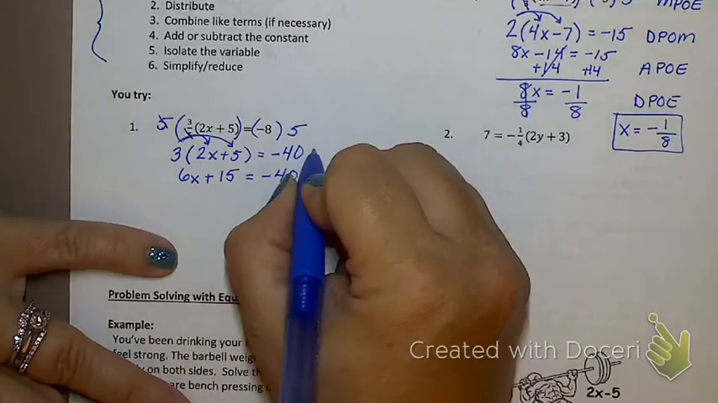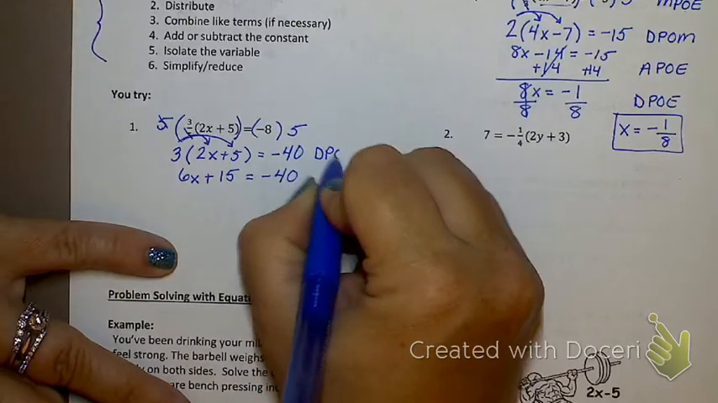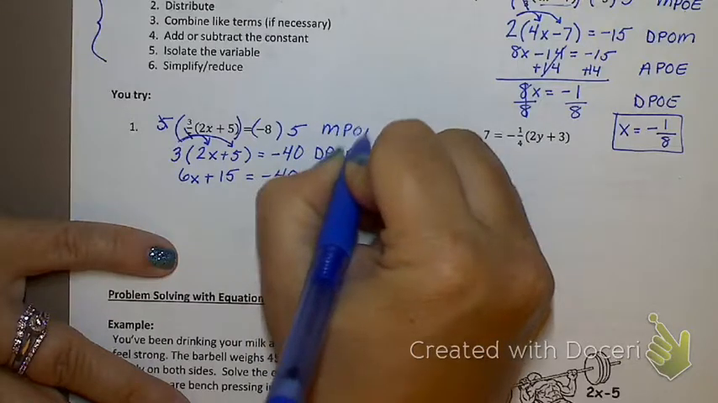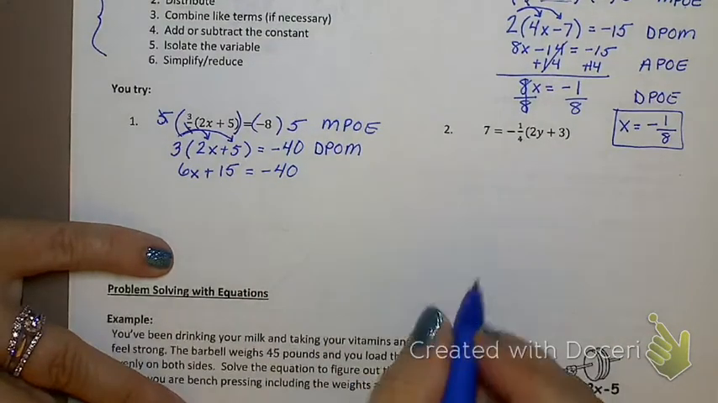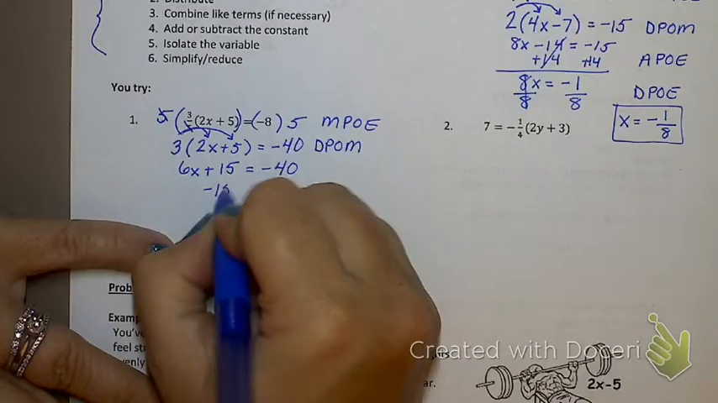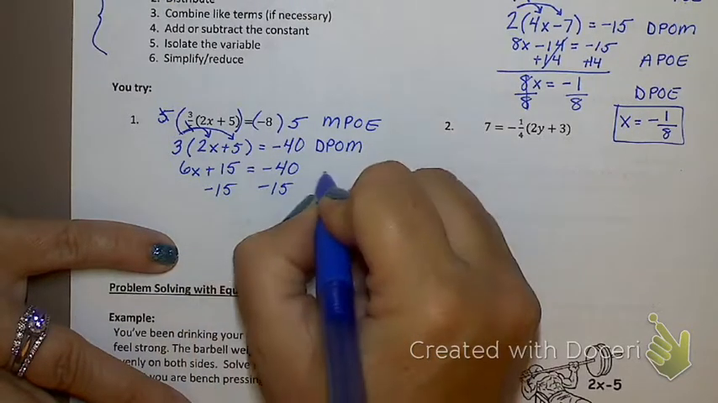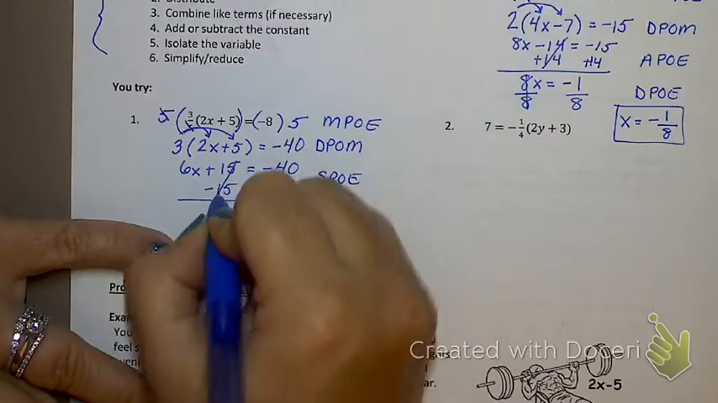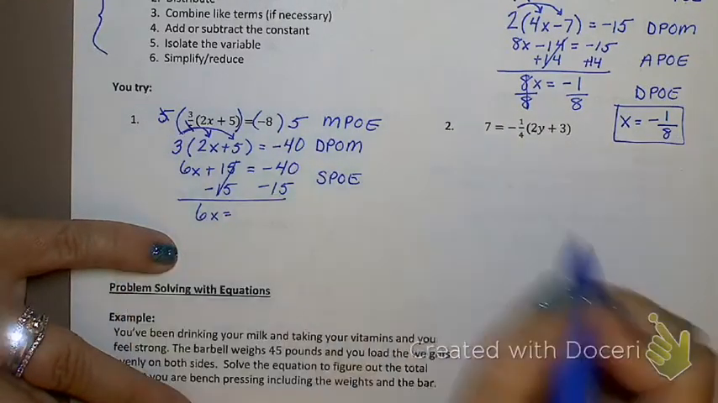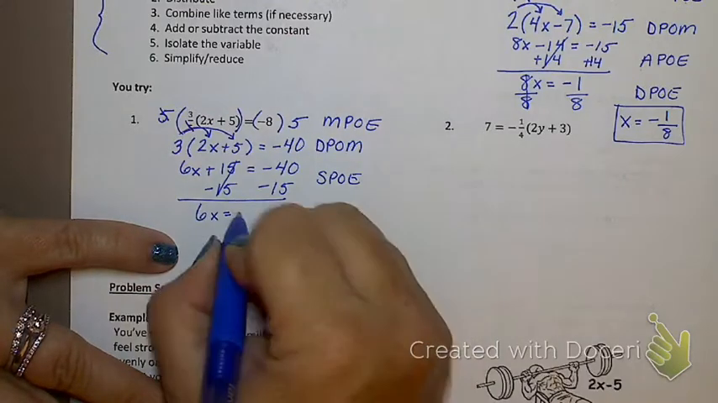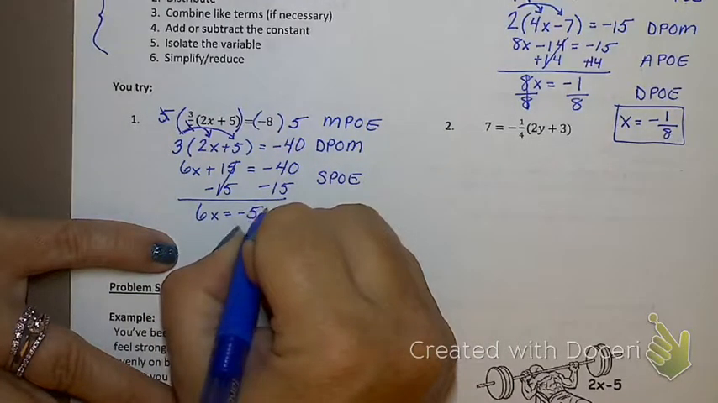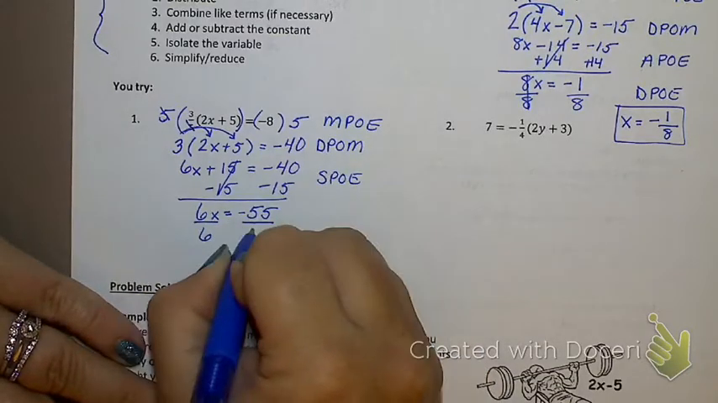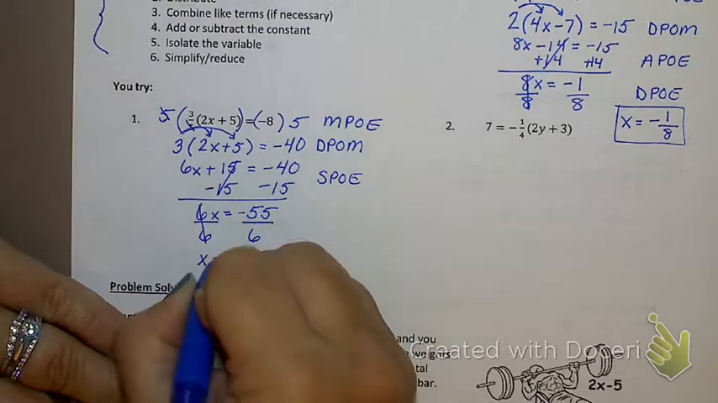By the way, that was the distributive property of multiplication. This was the multiplication property of equality. What's next? Subtract 15. That's my subtraction property of equality. And 6x equals, what's negative 40 minus 15? Negative 55. And divide both sides by what? 6. And x equals negative 55 over 6.